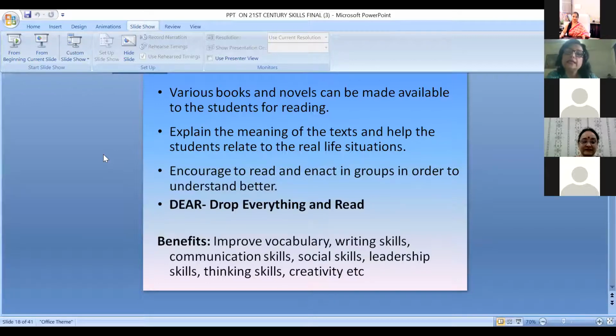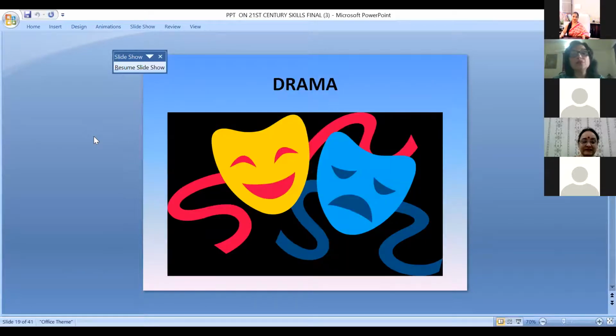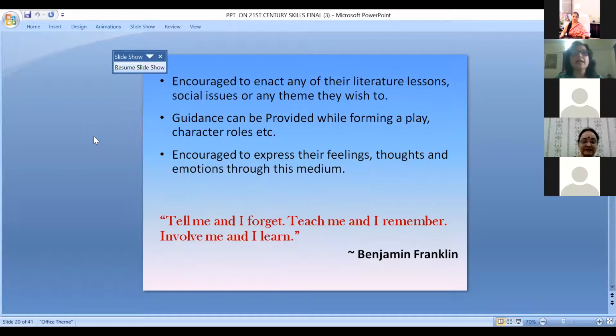Now reading is, again, a very important aspect of human life. I must say that each one of us should read if you really want to grow. So it will improve the vocabulary, it will improve writing skills, communication skills, social skills, leadership skills, thinking skills, and creativity. So just with reading, see how many things are being incorporated, and children will really improve.